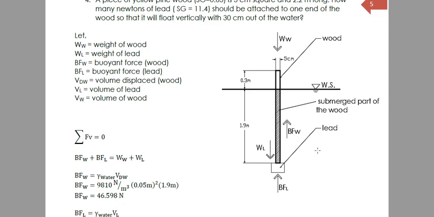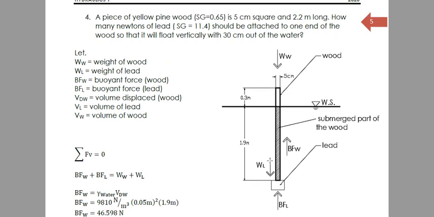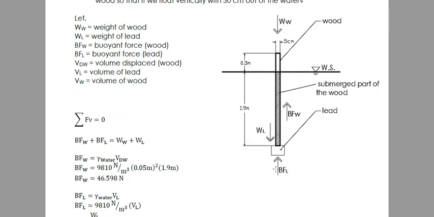We have, syempre, yung weight ng wood, yung weight ng lead. Ito yung unknown natin, no? Yung weight ng lead. Syempre, since both bodies are nasa tubig, float siya. Okay? So, merong buoyant force acting doon sa may wood. So, may displaced na volume ng tubig dito. Okay. So, yung wood. Ayan. So, meron ding buoyant force acting doon sa may lead. So, since may lead dyan, merong displaced na tubig dyan. So, may buoyant force acting dyan.